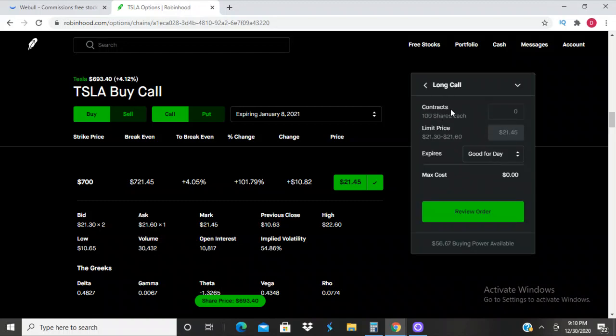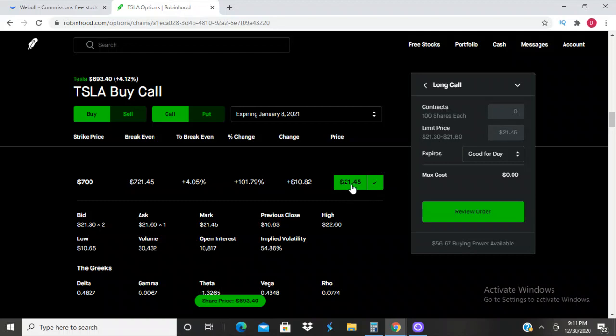Now here it says contracts, 100 shares each. It's letting you know that it's 100 shares in this contract. Here it says limit price, $21.30 to $21.60. So the limit price is the bid and the ask price. The bid price is the price that buyers are willing to pay for this contract, and the ask price is the price that sellers are willing to accept for this contract. So the sellers are the people that own the 100 shares that are willing to put their shares into a contract and sell it for a premium. This price here, this is the premium.